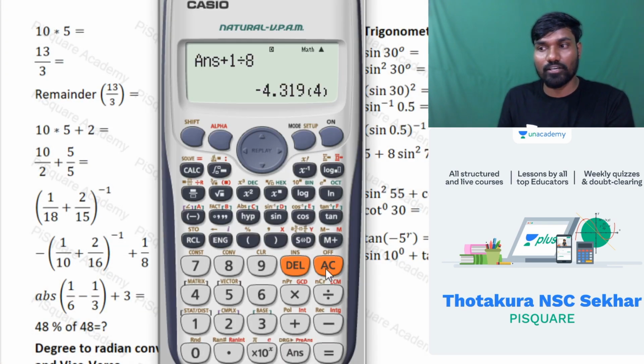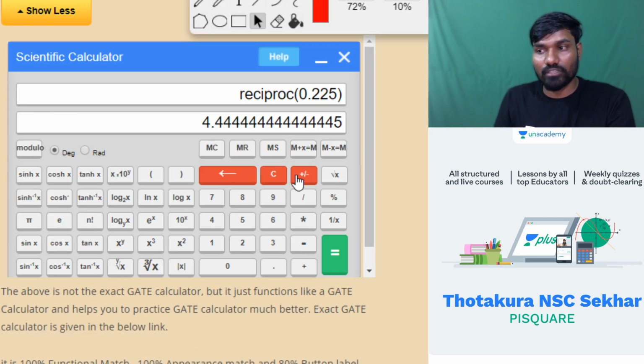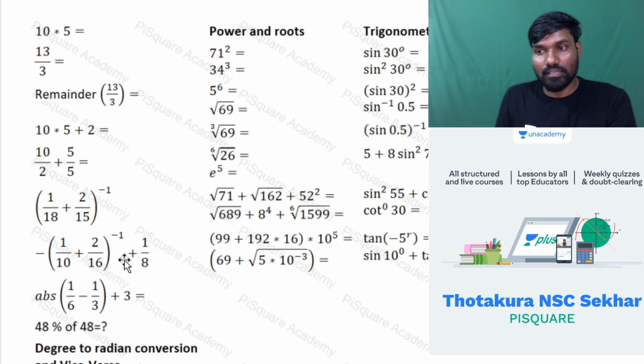How do I change the sign of it? I'll use this operator, the unary operator. The moment I press this, it will change the polarity of this. See this? Polarity has become minus 4.44. That's it. It's done.